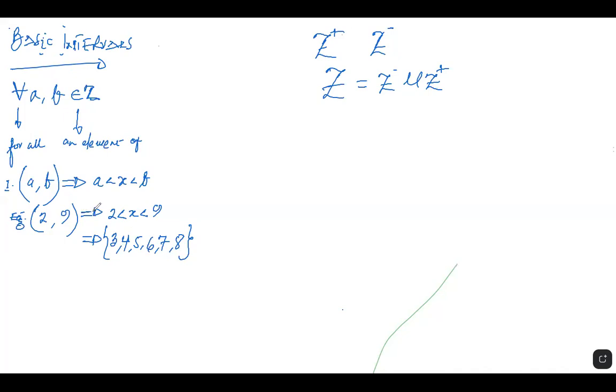This symbol is like an arrow, two parallel lines, and then one triangle at the end. This means it implies. This is just math vocabulary. So this is the first interval. We call this the open interval.